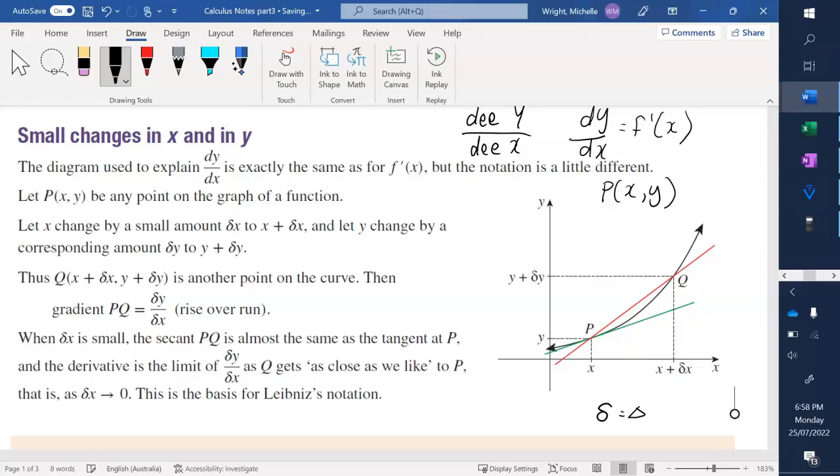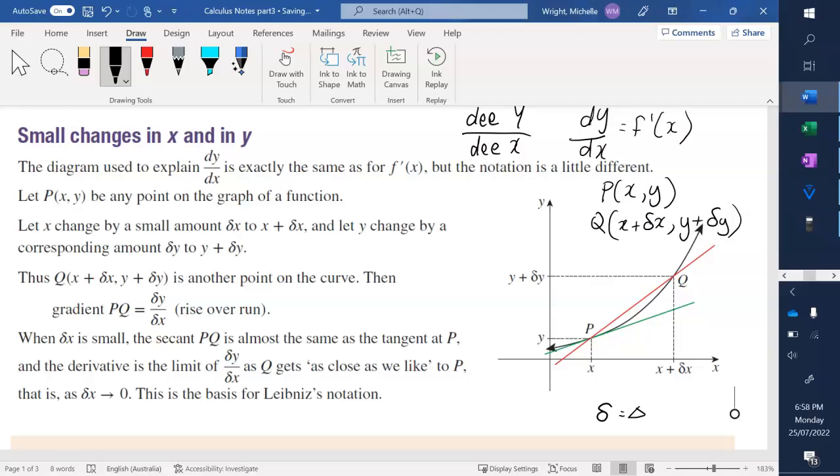And the same is going to happen with y. We're going to move up from y a small amount, to a delta y. So our point Q is x plus a little bit more of x, delta x, and our y coordinate will be y plus a little bit more of y, called delta y. So we're going to call that x plus delta x is our x coordinate, and y plus delta y is our y coordinate.